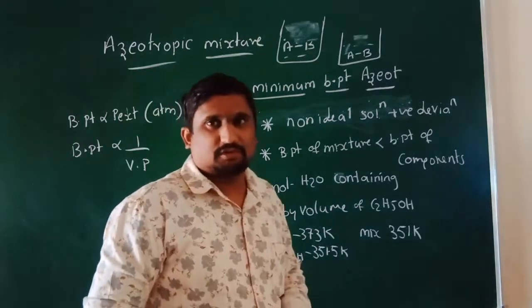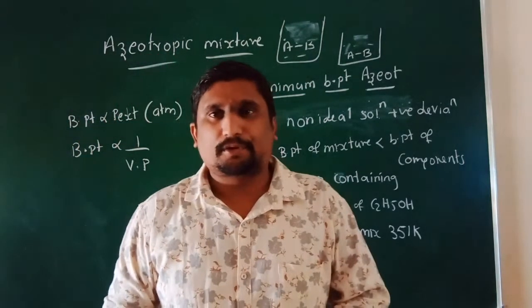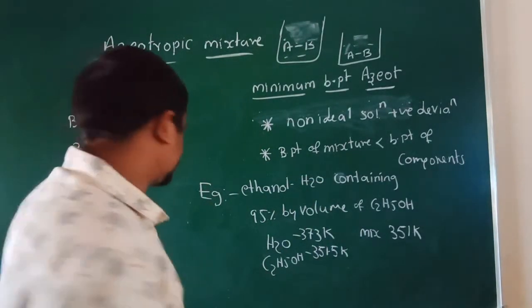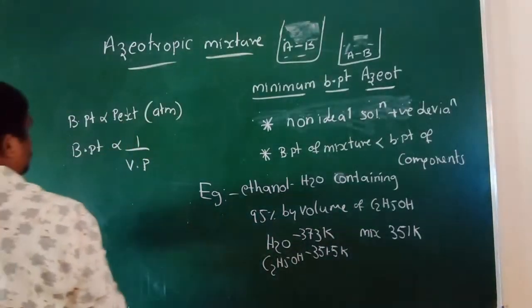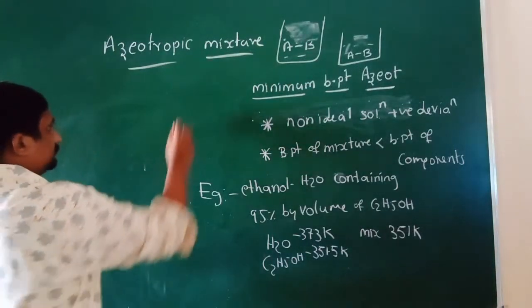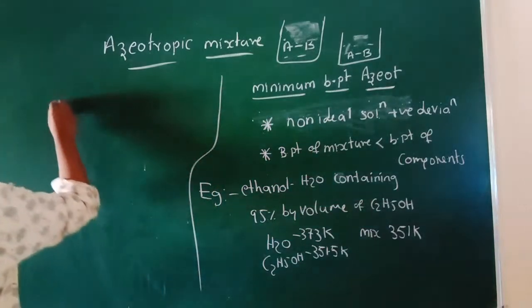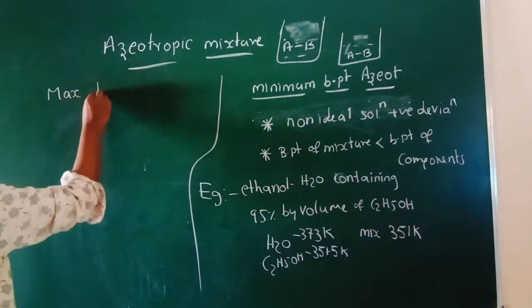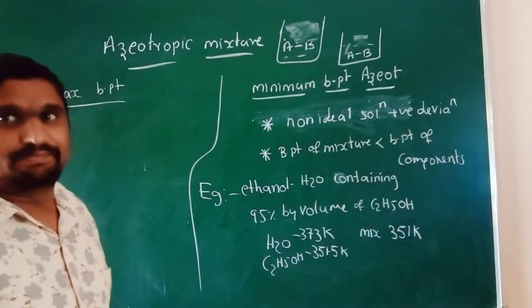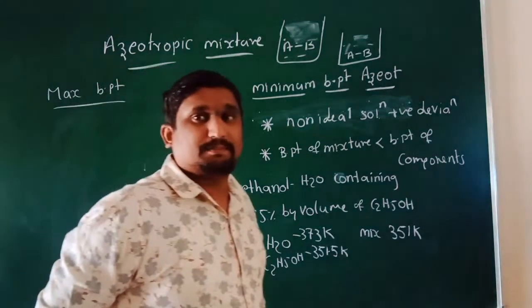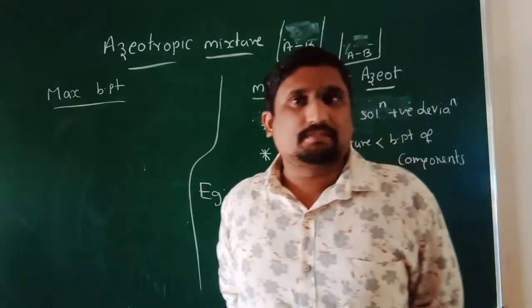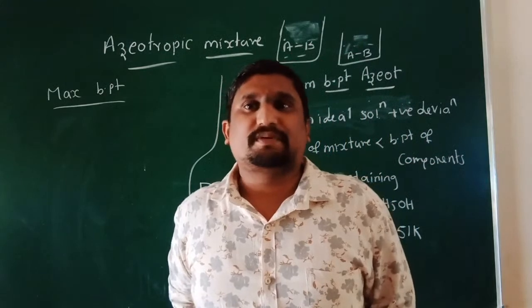We can discuss one more thing. The next type is the maximum boiling point azeotropic mixture. Firstly, the maximum boiling point azeotropic mixture we shall discuss. Boiling point has to be maximum, which means vapor pressure should be minimum.